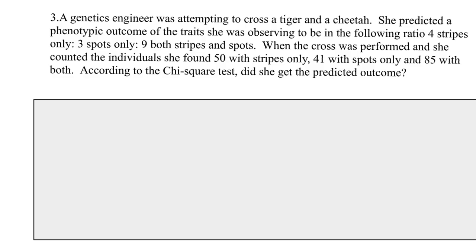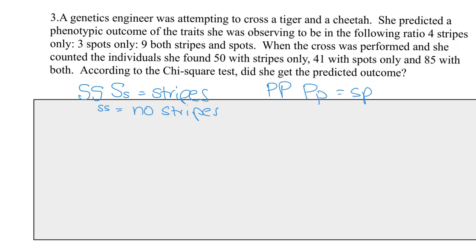Anyways, if I think of stripes, I'm going to use the letter S. So big S, and big S, little s would be stripes. In a normal situation, little s would be no stripes. And then for spots, let's use P for spots. Big P, and big P, little p would be spotted. And of course, little p would be no spots. Basically what we want to do is a dihybrid cross.